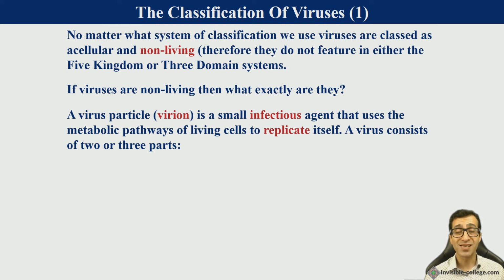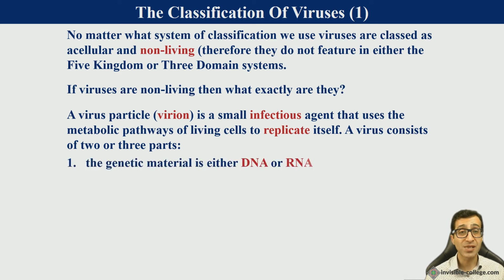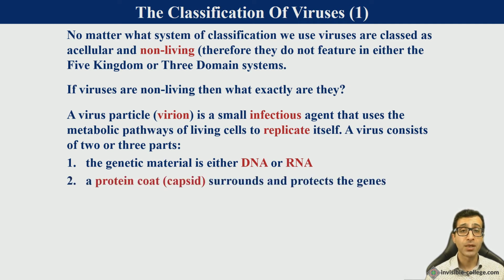So viruses consist of 2 or 3 structural parts. Firstly, we have the genetic material of the virus. Now, depending on what kind of virus you're looking at, that genetic material can either be DNA or RNA. Around the genetic material of the virus, you find a protein coat or a capsid, and this has the function of surrounding and protecting the genome of the virus.